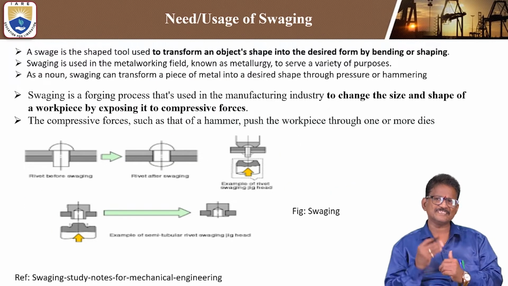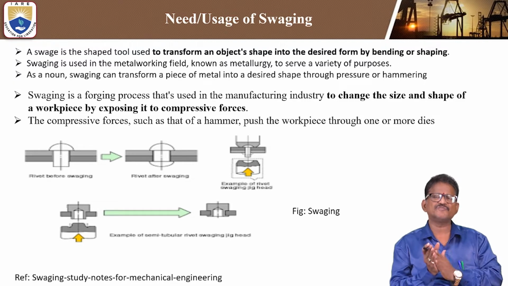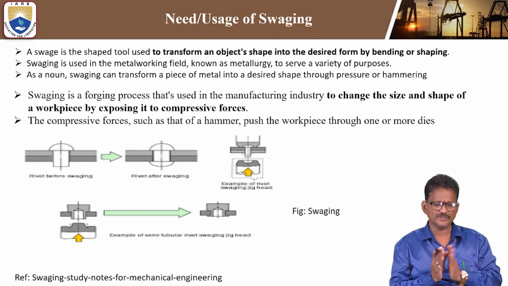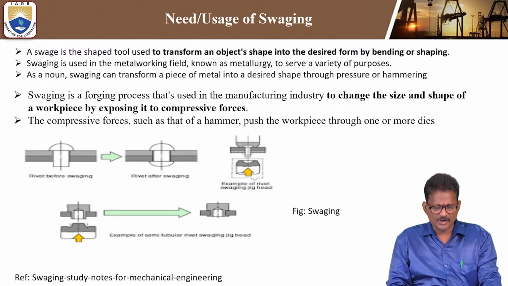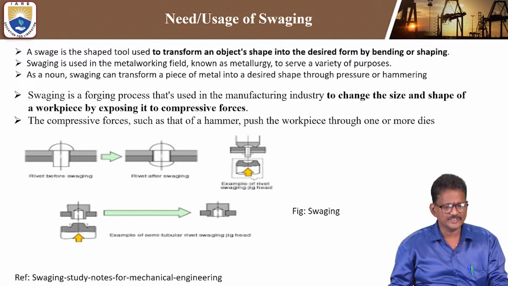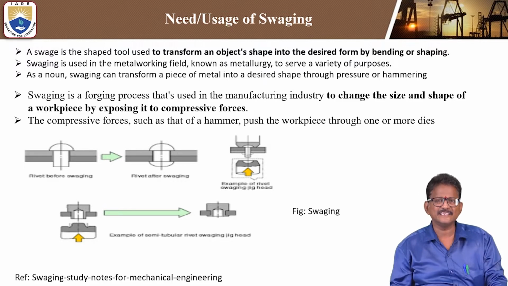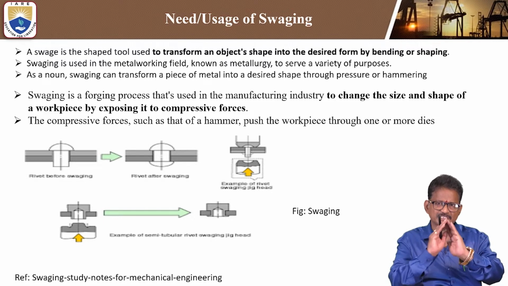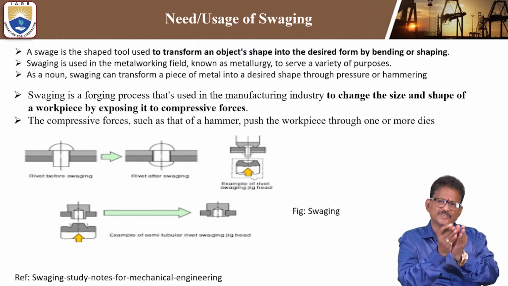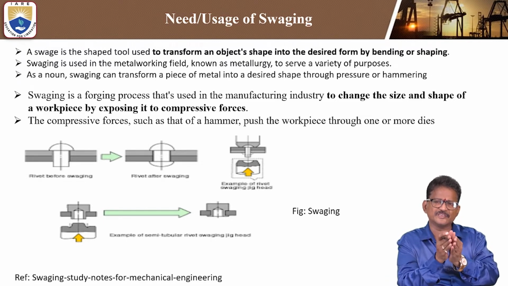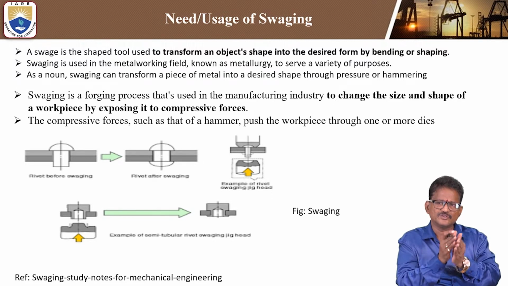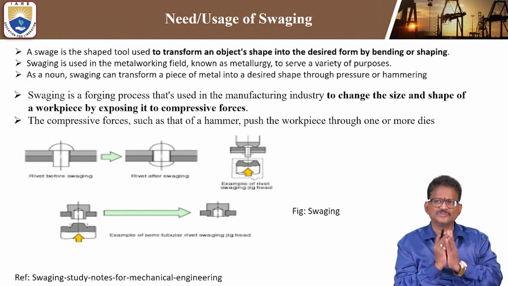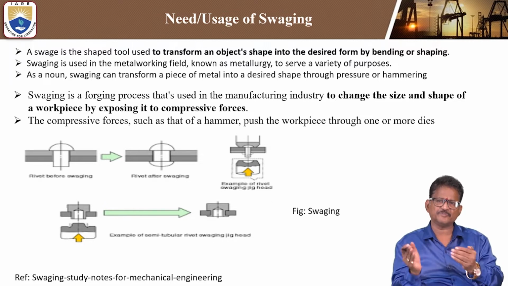Coming to the main usage or need for the swaging process: what is the need and usage of the swaging process? Look at this, how the swaging can be done easily. A swage is a shape tool, either circular in shape or some irregular or semicircular shape, to transform an object's shape into a desired form, by bending or shaping, etc.